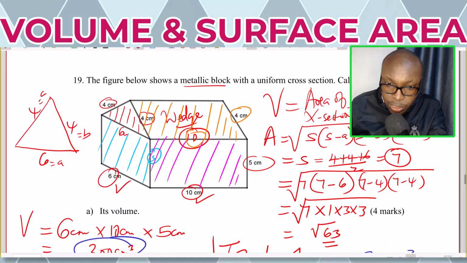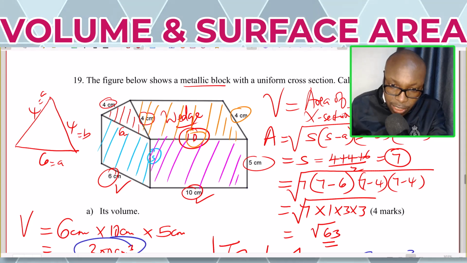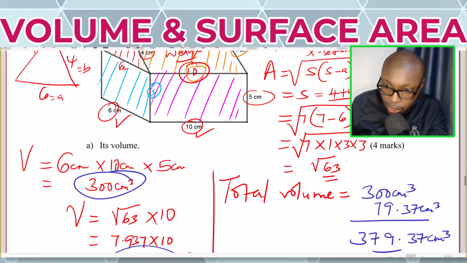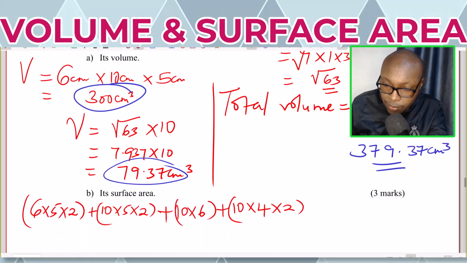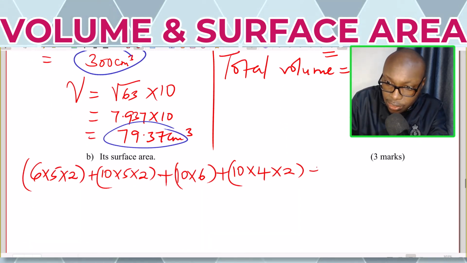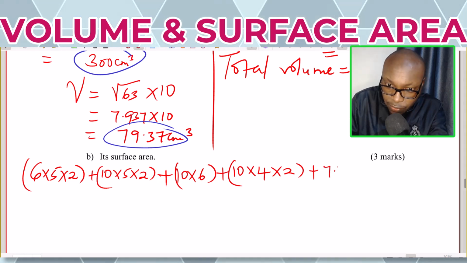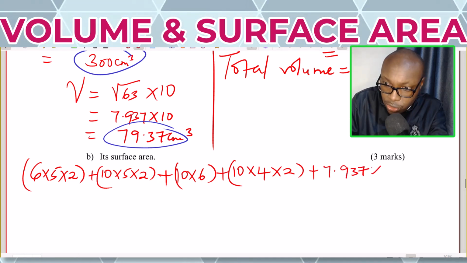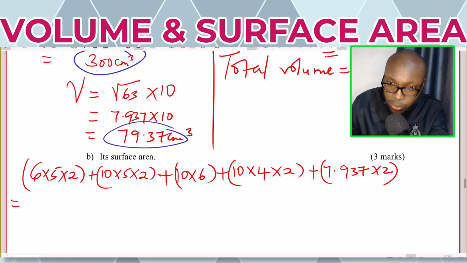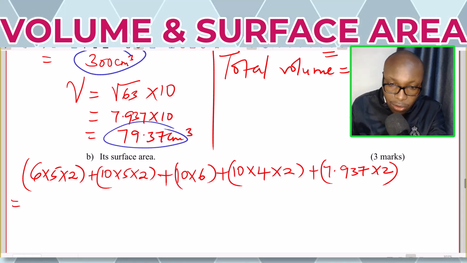And then what is remaining now? The rectangular surfaces. For the rectangular surfaces, we got the area of the surfaces is 7.937. So we multiply that by 2 because there are 2. So these now will give the total surface area. So we're getting the areas of all the surfaces.